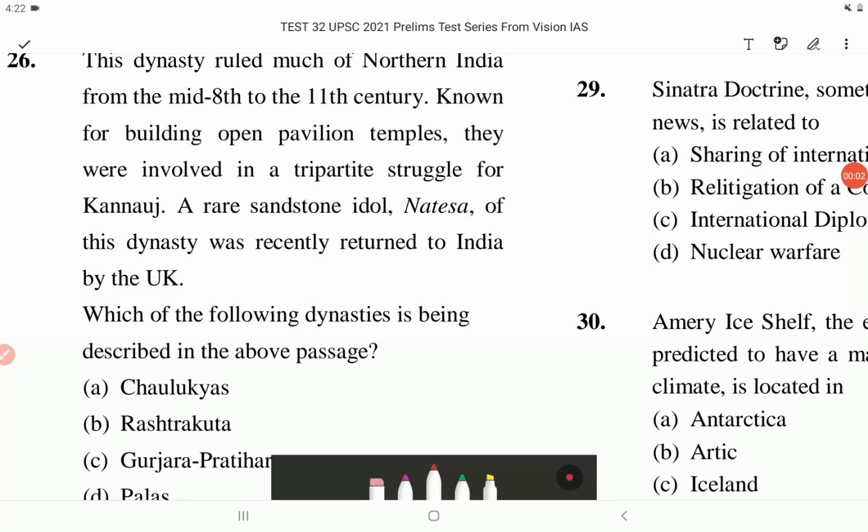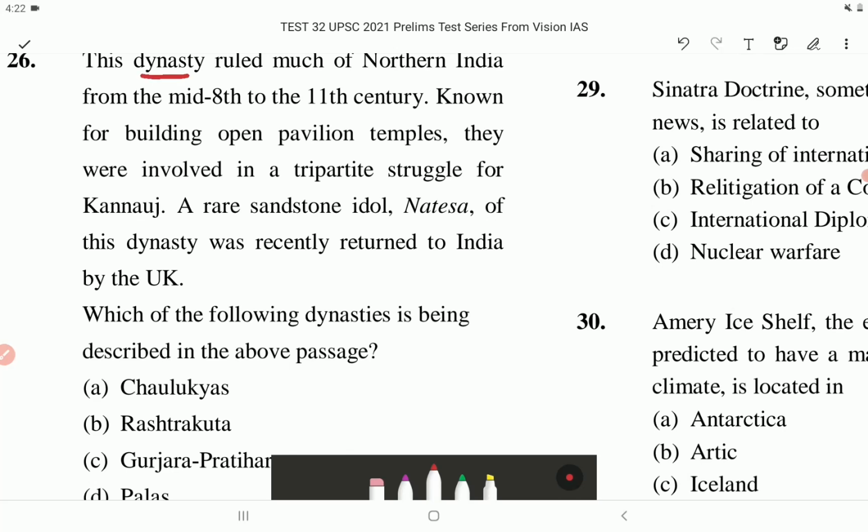Hi guys, let's start part number 2 of test number 32 of UPSC 2021 Prelims test series from Vision IAS. So now let's come to question number 26.